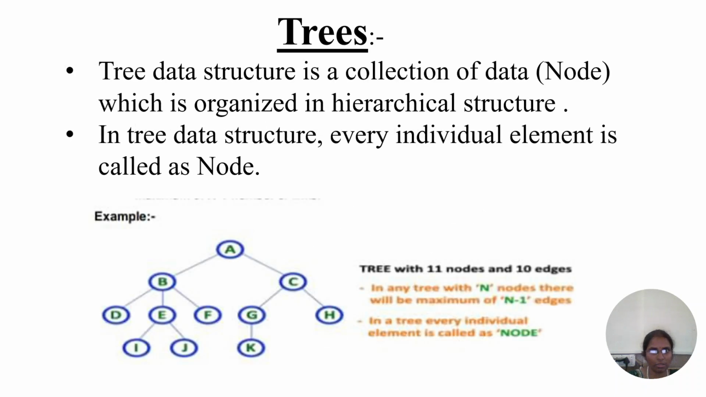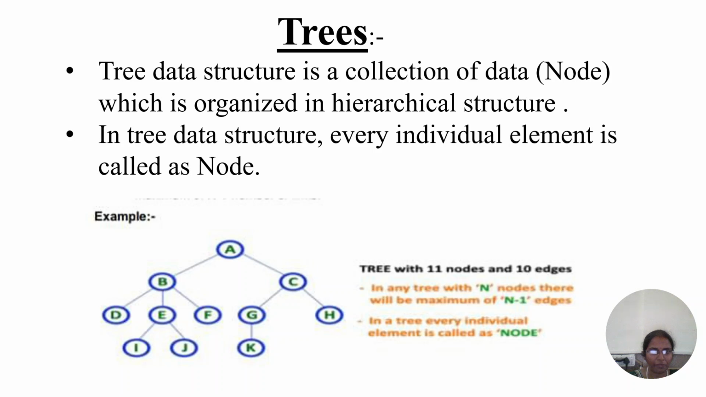A tree data structure is a collection of data, that means nodes, which is organized in a hierarchical structure. In a tree data structure, every individual element is called a node. For example, if you take the tree, in that example we have 11 nodes and 10 edges. The 11 nodes are A, B, C, D. In any tree with n nodes, there will be a maximum of n minus 1 edges.